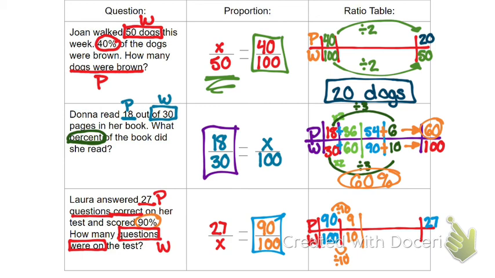Now I need to go from 9 to 27, and I know that if I look at my 9 line, I can multiply it by 3 to get to 27. That means that 10 times 3 would give me 30. And since these are the same, that means that my answer would be 30 total questions. So 30 questions.